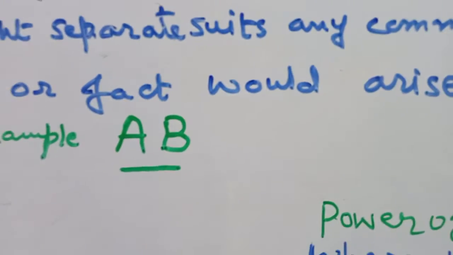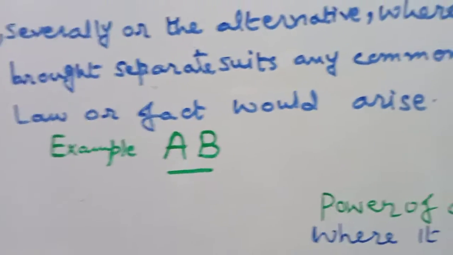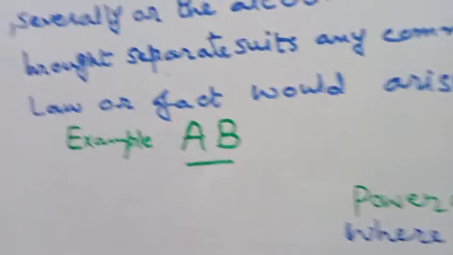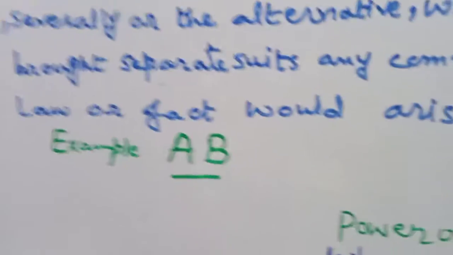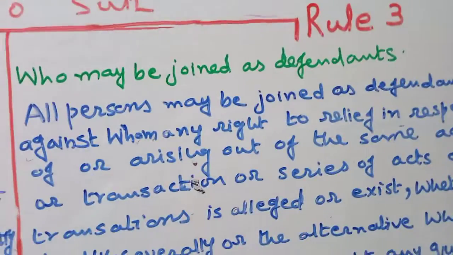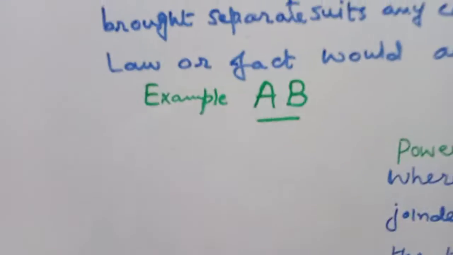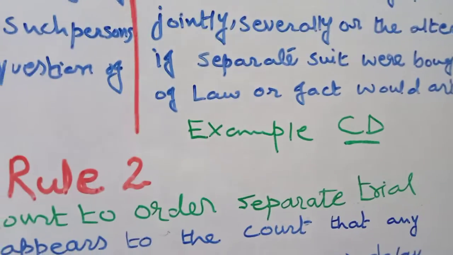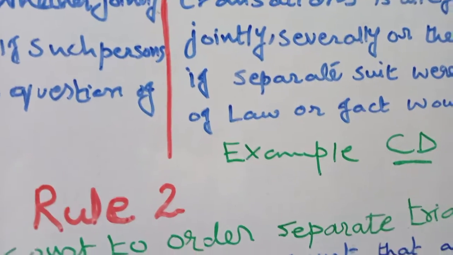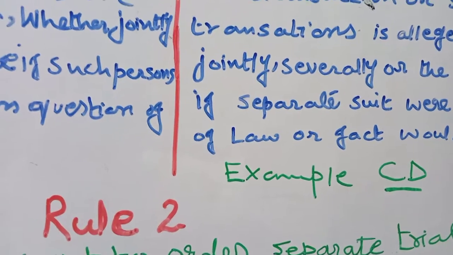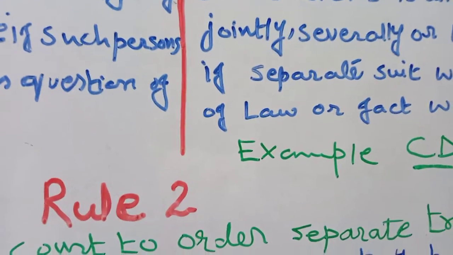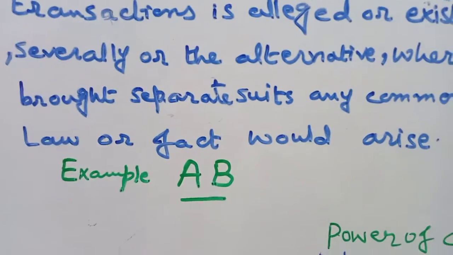For example, A and B file a suit. They file a plaint against defendants C and D. So A and B are saying that we have two properties in Karachi and Lahore, but C and D are not going to give us a share of that property. So A and B submit this plaint in court, which becomes a suit.